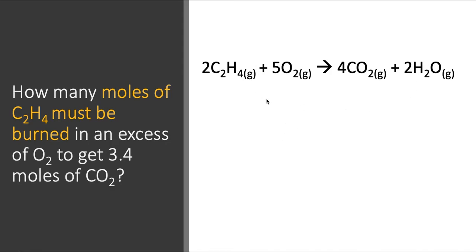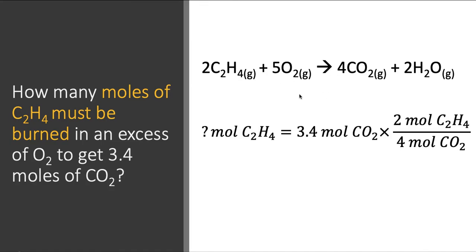So how do I set this up? Once again, the excess O2 tells me that the ethane is going to run out first, so I don't have to worry about the oxygen. Here's how I do it. I am looking for the moles of ethane, so that's why there's a question mark there. That is equal to, I need to relate it to the CO2 because that's where I'm given moles of CO2. That's the amount that I'm given.